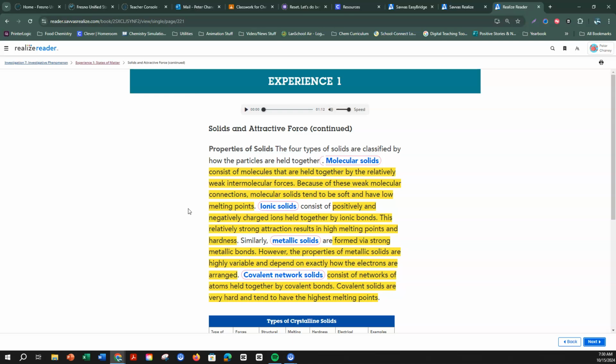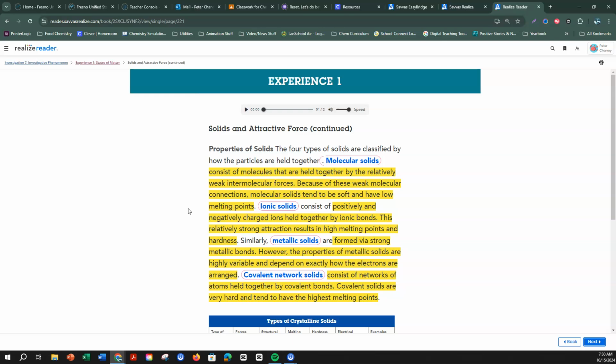Ionic solids consist of positively and negatively charged ions held together by ionic bonds. This relatively strong attraction results in high melting points and hardness. So think table salt. It takes thousands of degrees of temperature to melt salt. It's not easy to melt salt. You can't just heat it up on a stove, no problem.